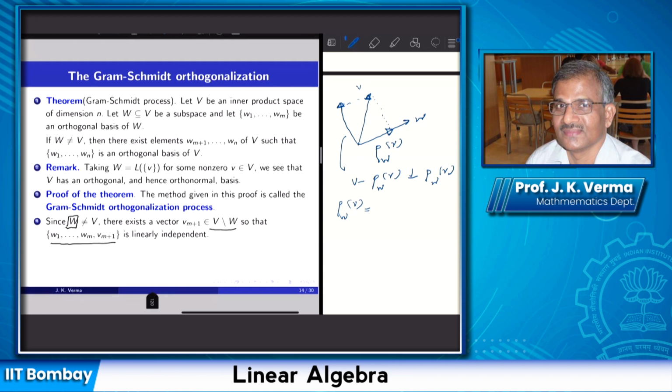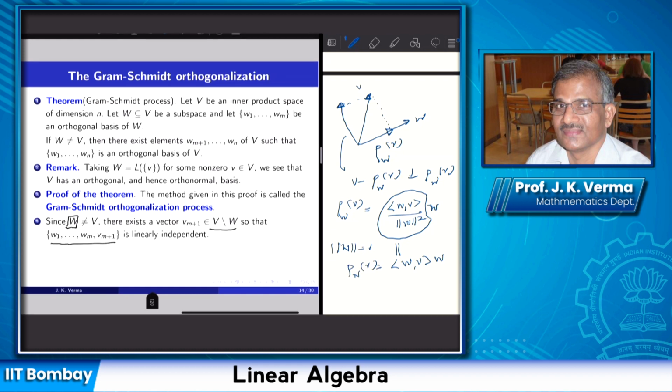The formula for the projection is derived by using the dot product. Here we are working in an inner product space, and this is equal to the inner product of W with V over the square of the length of W, times W. So the projection of V in the direction of W is a scalar multiple of W, but that scalar is the inner product of W with V divided by the norm of W squared. So if the norm of W is 1, if it is a unit vector, then this is equal to the inner product of W with V times W. So P_W V equals this.